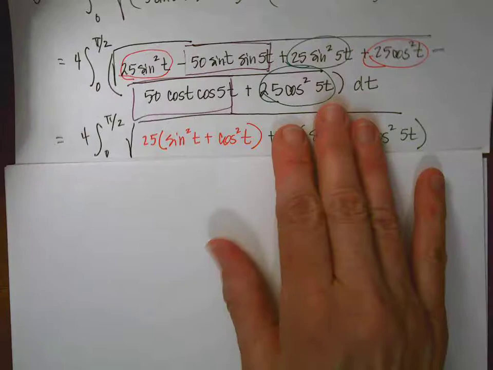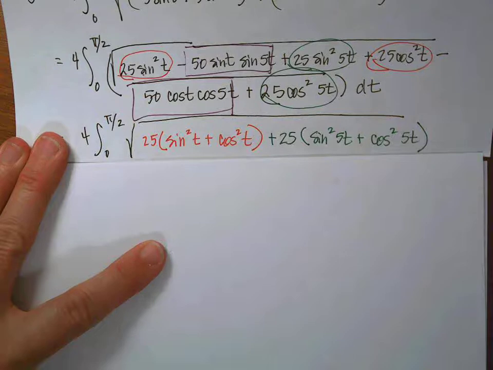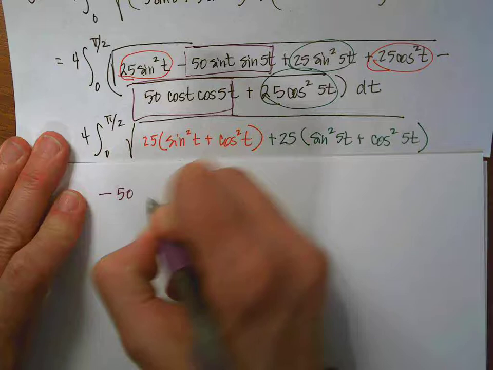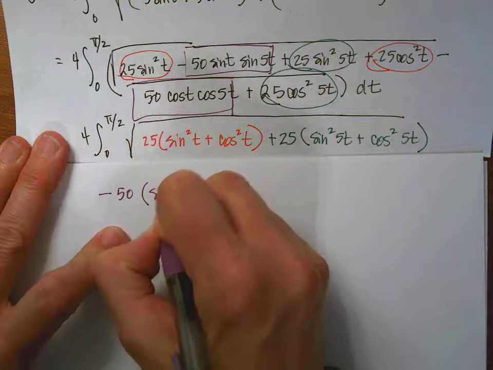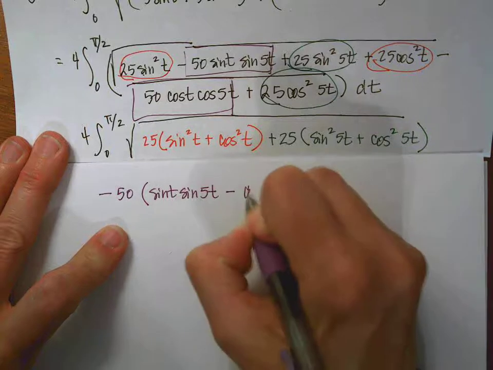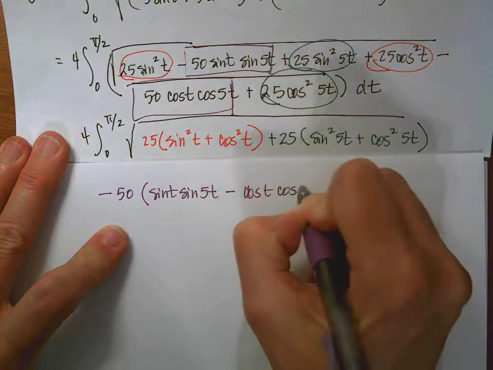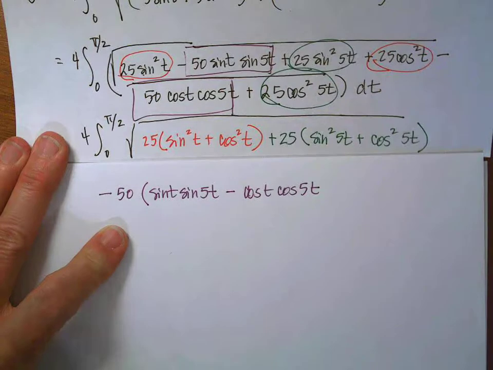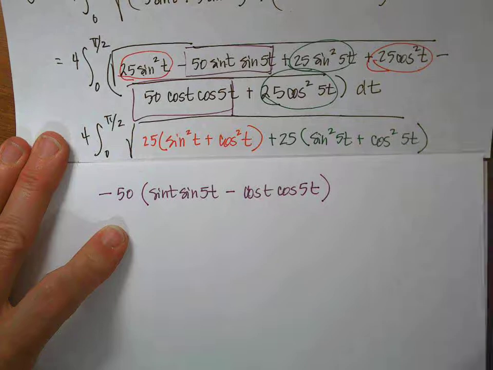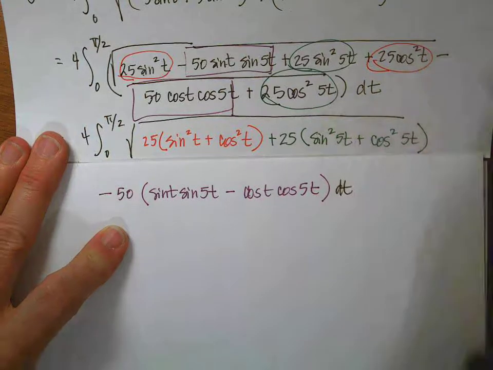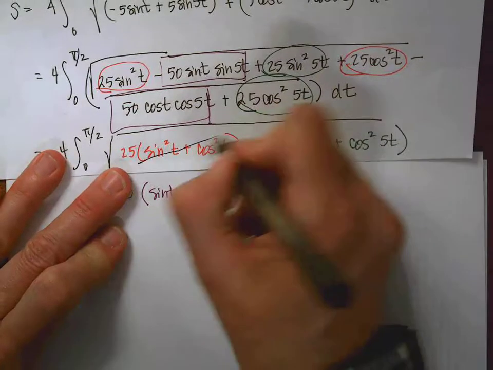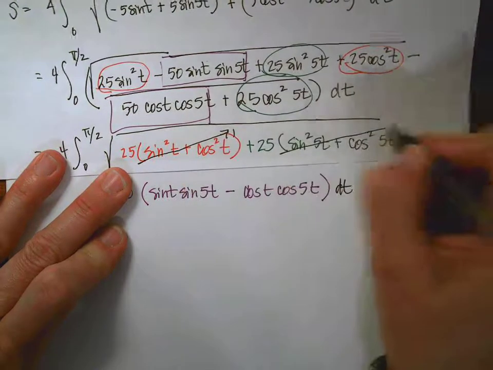And then, what's my next one? Okay, I'm going to have to go to another page. Sorry. Maybe I'll see if I can keep that there so you can see it. All right, so I'm still all under the radical, by the way. And then I'm going to take out a negative 50, and I'm going to have sine t sine 5t minus cosine t cosine 5t. Alrighty? And that's still all under the square root dt.